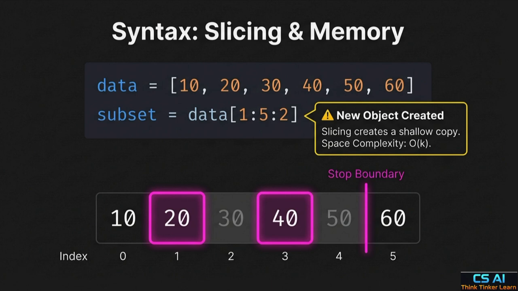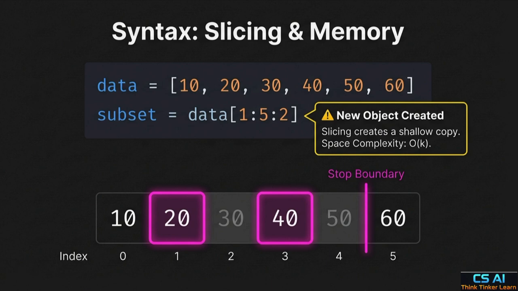Let us bridge the gap between hardware and high-level syntax by looking at slicing and the memory implications. Languages like Python make it incredibly easy to take a subset of data using notation like data[1:5:2], a slice from 1 to 5 with a step of 2. While this is clean and readable, you must be aware that a new object is created in the process. In many implementations, slicing creates a shallow copy of the specified range.